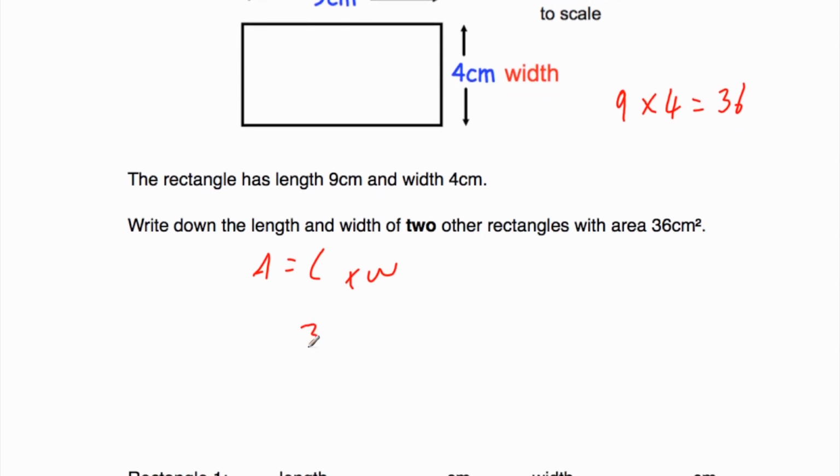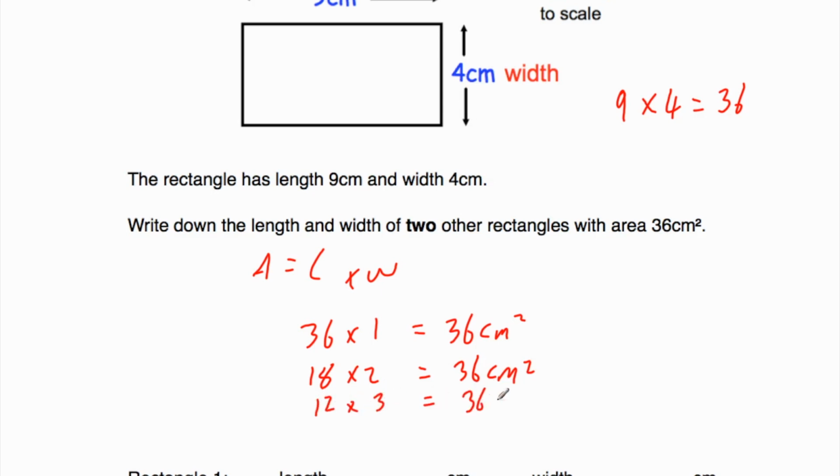We could do 36 multiplied by 1, because 36 long multiplied by a width of 1, 36 times 1 is 36, so that would equal 36 centimeters squared. We could do 18 multiplied by 2, and that would be equal to 36 centimeters squared. We could do 12 multiplied by 3, and that would be equal to 36 centimeters squared. So all of these would be possible options. It could have a length of 36 and a width of 1 centimeter, a length of 18 centimeters and a width of 2 centimeters, a length of 12 centimeters, a width of 3 centimeters.